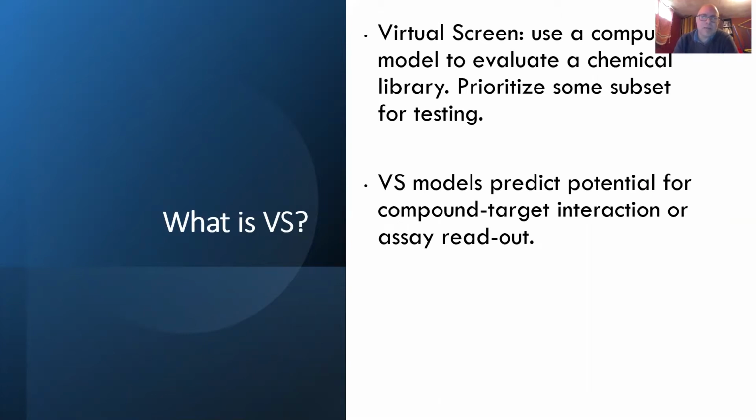VS models, structure-based models, can try to predict the compound-target interaction, like the physical interaction between three-dimensional objects. Or it could be more abstract, where we basically try to relate a chemical structure, or a representation of it, to some assay readout or some experimental outcome.